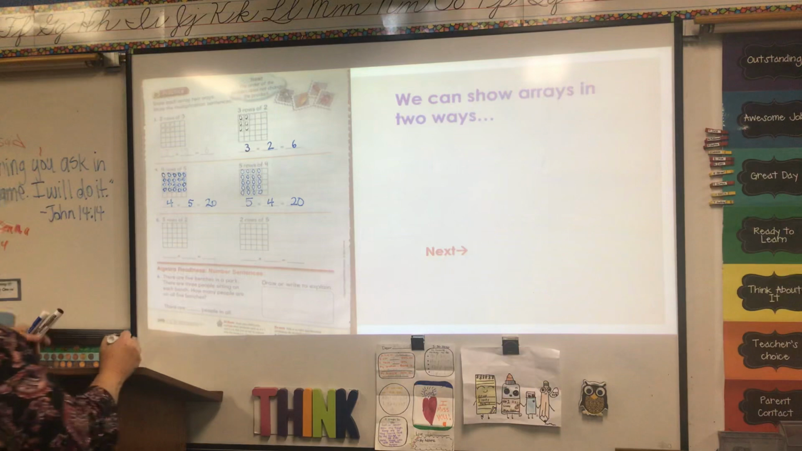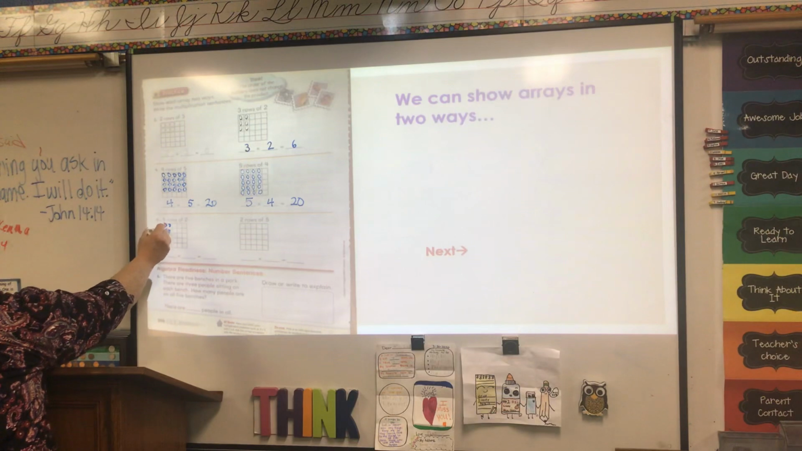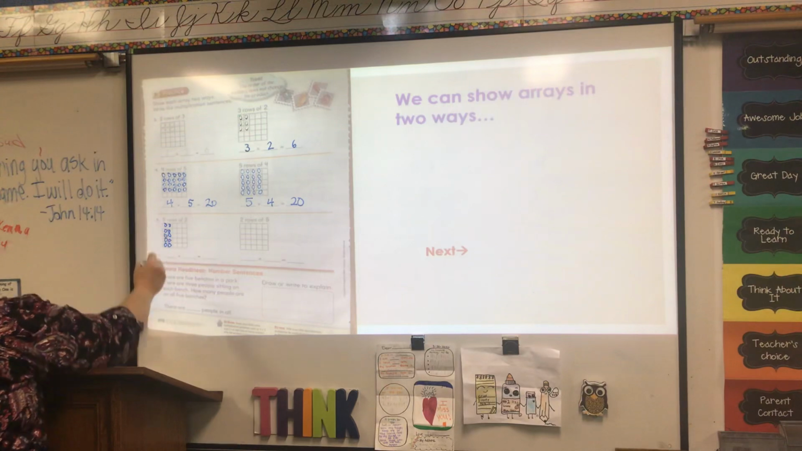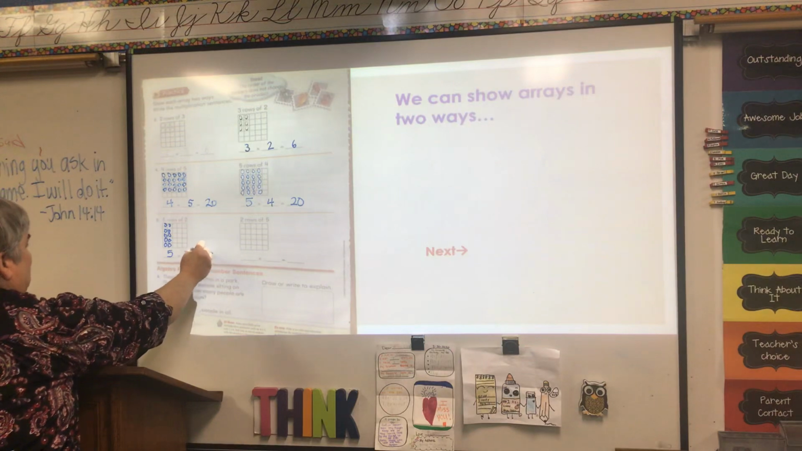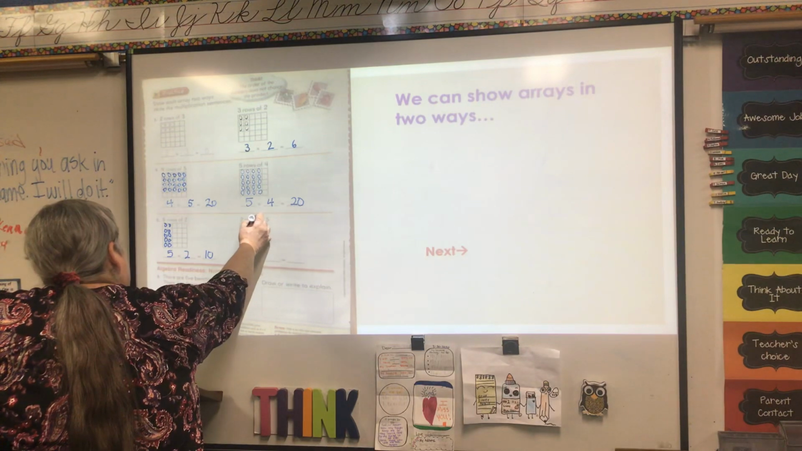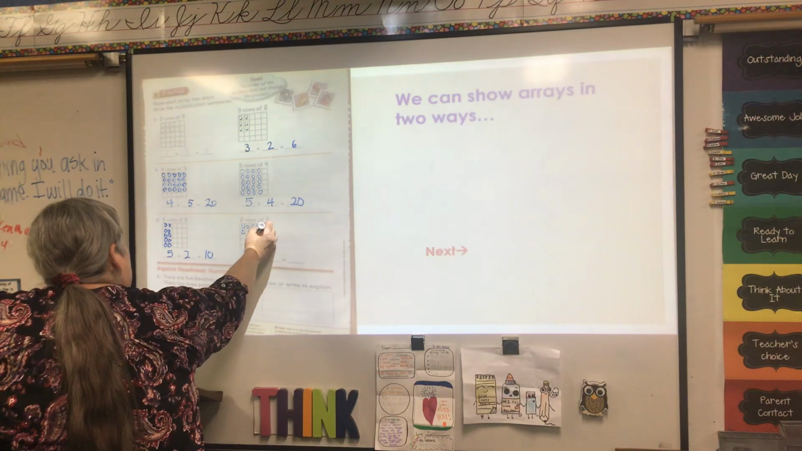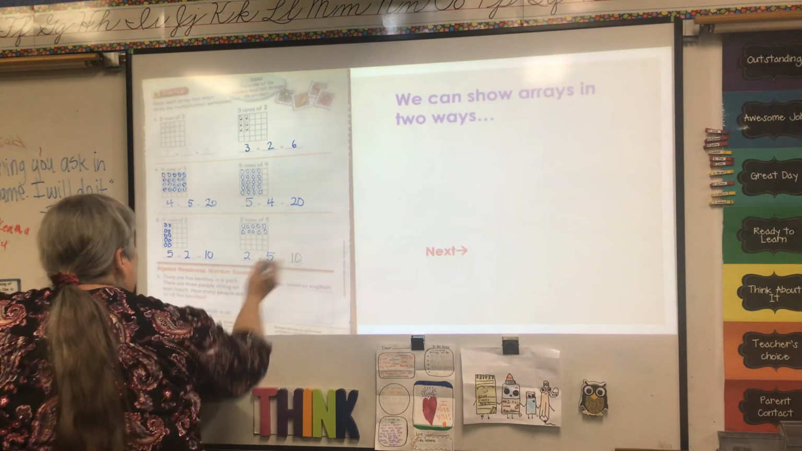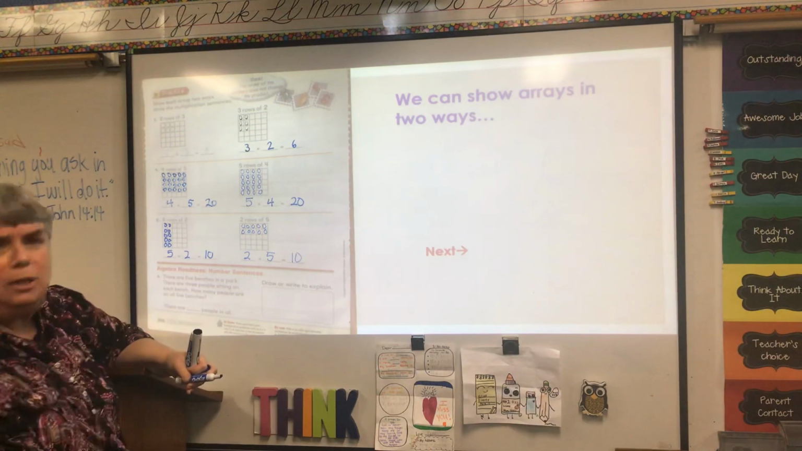And then here we have 5 rows of 2. 1, 2, 1, 2, 1, 2, 1, 2, 1, 2. 5 rows of 2 is going to equal 10. And of course, 2 rows of 5. 1, 2, 3, 4, 5. 1, 2, 3, 4, 5. 2 rows of 5 also equals 10. So those should be your answers. If you did all of those correct, give yourself a pat on the back. Good job.